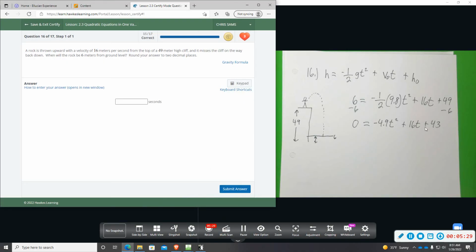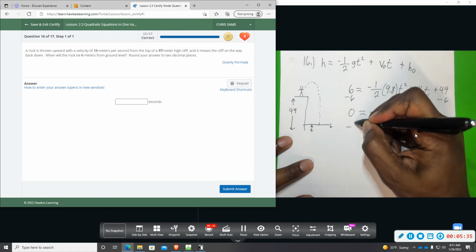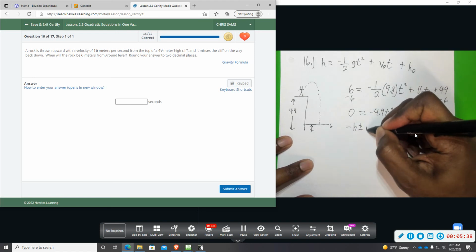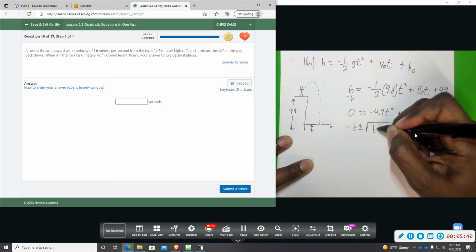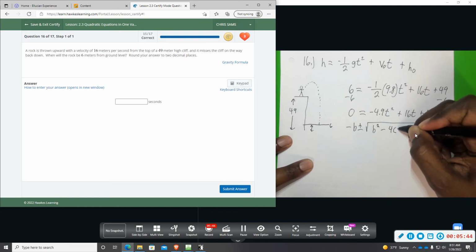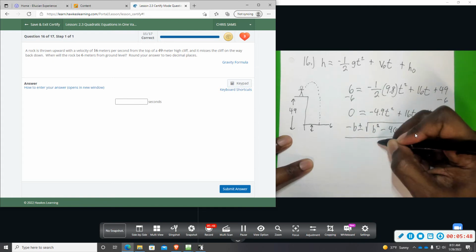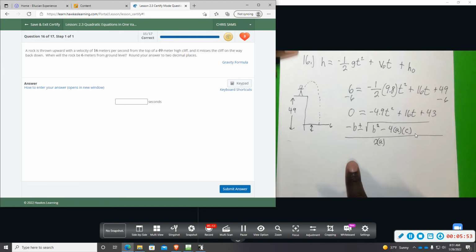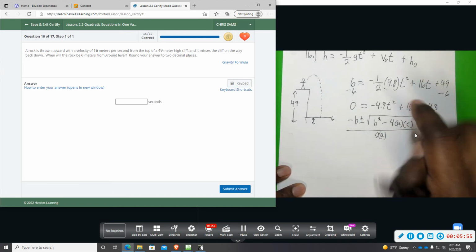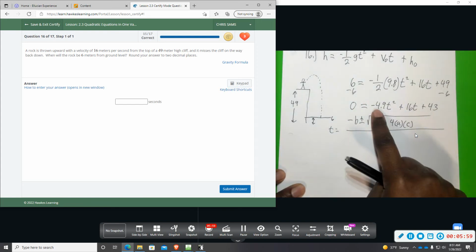Okay, so here's the formula we have now. So we're going to do the quadratic formula, which is negative b plus or minus the square root of b squared minus 4 times a times c, all of this divided by 2a. Okay, so since t is our variable, we'll actually be saying t is equal to, normally we say x.